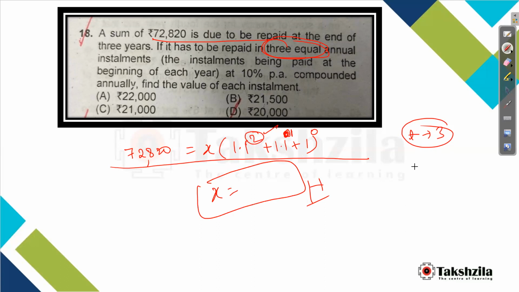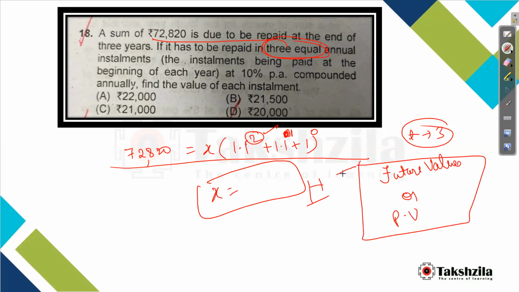The only key for installment questions is spotting whether it is future value or present value. The only key according to me is this, and I have told you about the language, the most common language which usually appears. So this much it was. Hope it is clear now, and you won't have any trouble from now. Okay, thank you so much.